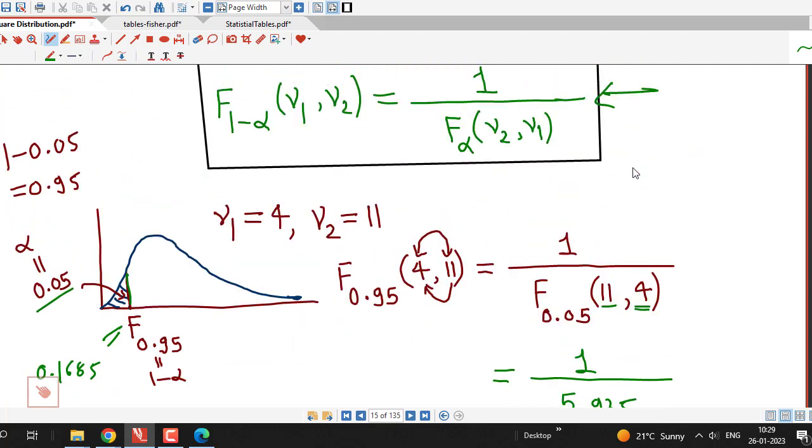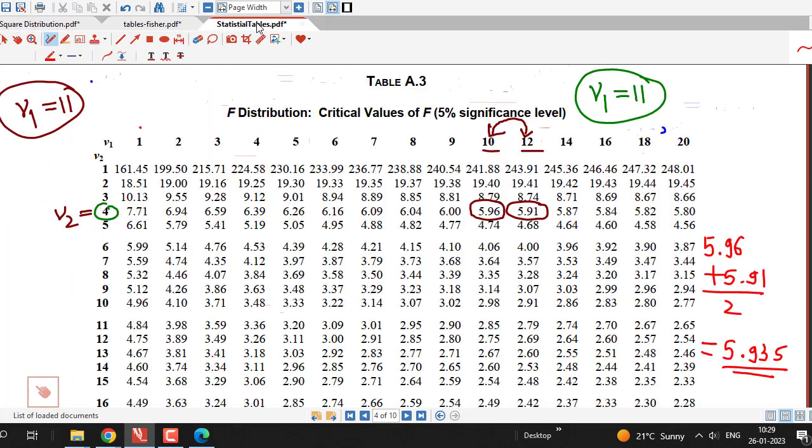And whenever you are not given degrees of freedom for a particular number, here we were not given degrees of freedom for 11, so I have taken two nearest numbers for 11. 10 and 12 are in the neighborhood of 11, so I am finding these values corresponding to 10 and 12, and then I take their average.